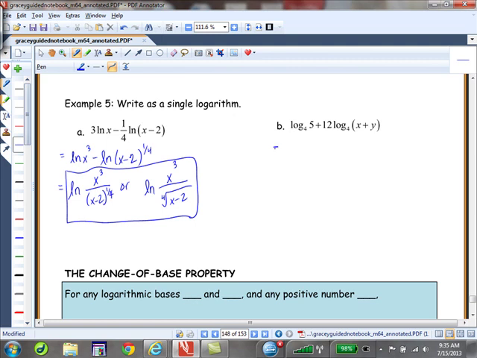Okay, so for this one, both of them are log base 4, so we're good. So this will be log base 4 of 5 plus log base 4 of x plus y raised to the 12th. Now we're all set to write this as one happy product. So we'll have log base 4 of 5 times x plus y raised to the 12th. We're done.